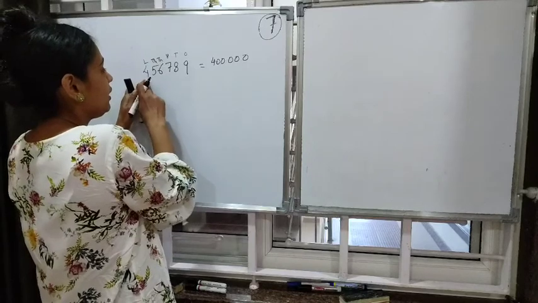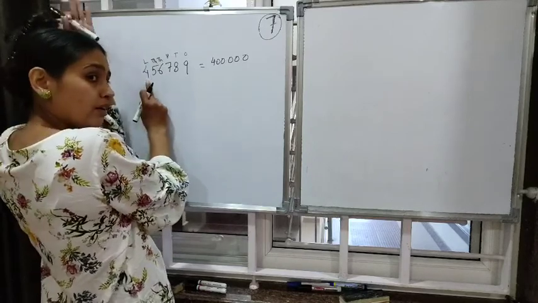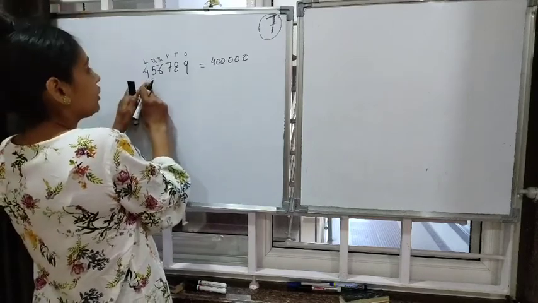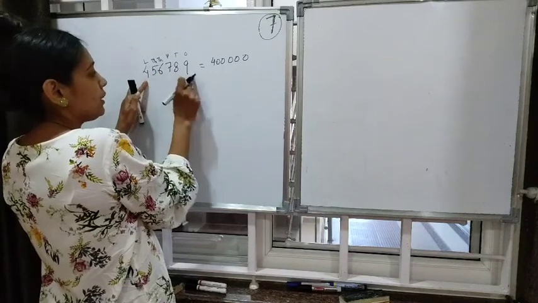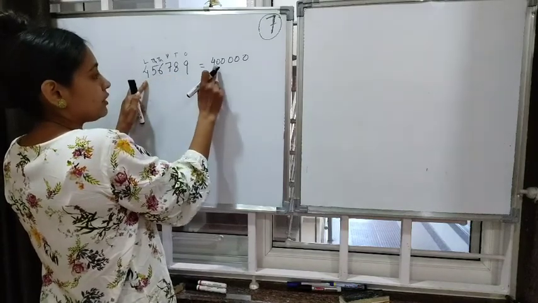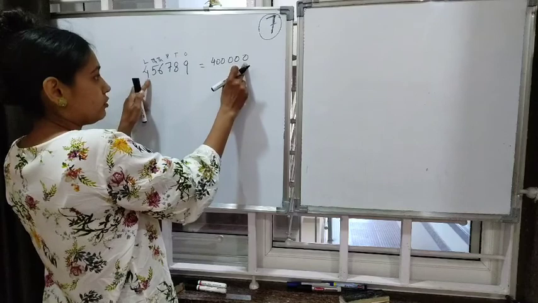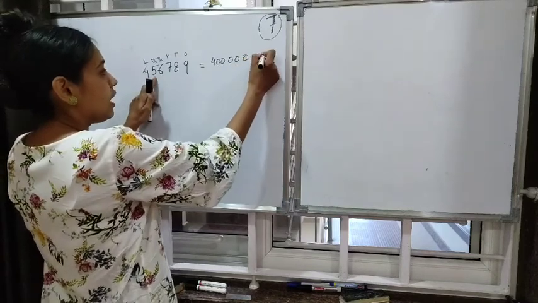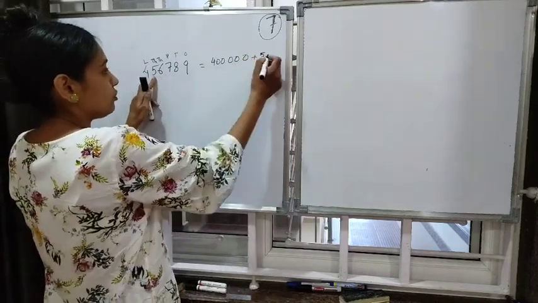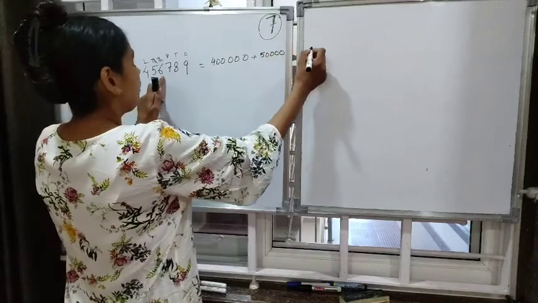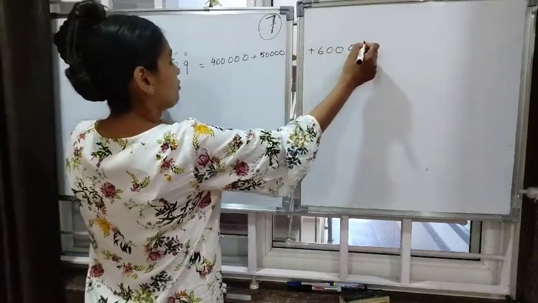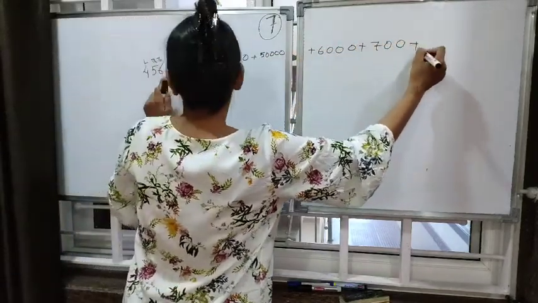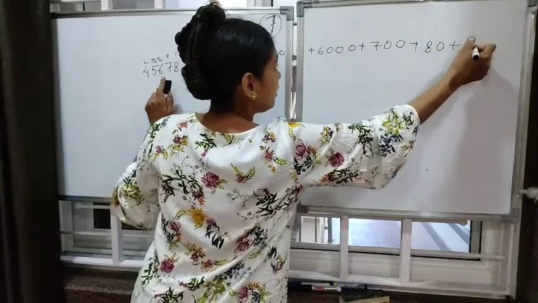Or simply take the first number from the left side and count the rest of the places. 1 2 3 4 5, 5 zeros. Next number 5. After 5, how many numbers? 1 2 3 4. Then 6, 3 numbers, then 700, then 80, and then 9.